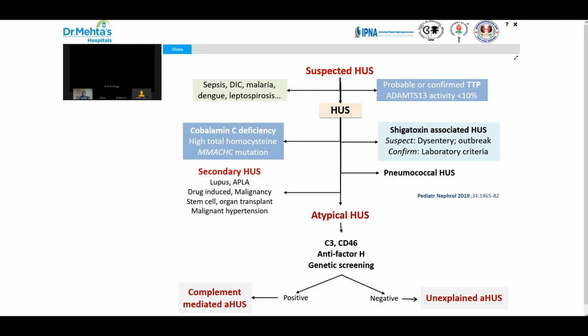Once 6 plasma exchanges are done, it's quite late by then, so it has to be done before that. I know the genetics would not alter with plasma exchanges, but at least we should have them, and these tests are all available. So I'll stop here and maybe take questions. Thank you, Kalaivani, for the opportunity to speak.